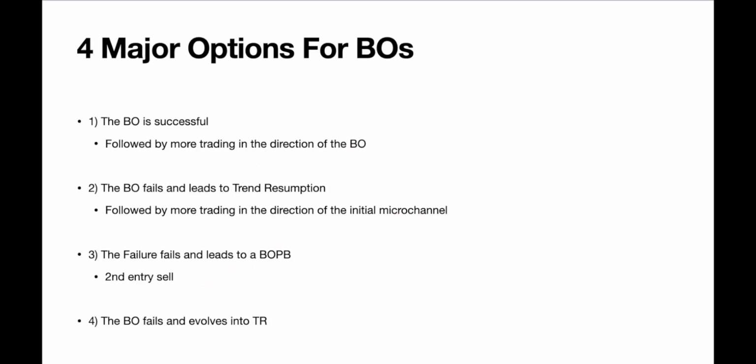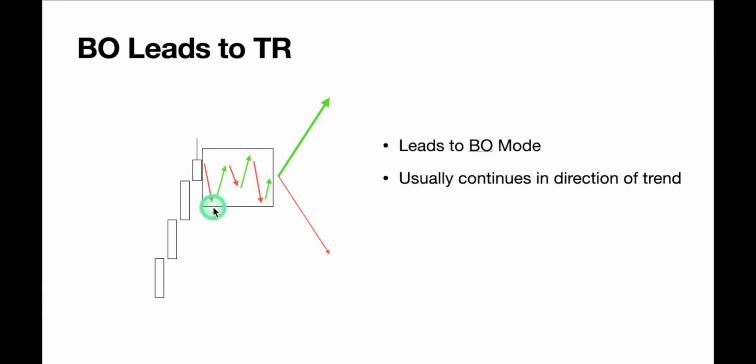And finally, the fourth option is the breakout fails and evolves into a trading range. So the breakout fails, but it might be deep enough that we don't get straight up and get resumption. Instead, we get more sideways price action. It becomes a trading range, and then we enter breakout mode, which usually continues in the direction of the trend. But once we get into breakout mode and we go sideways for more and more bars, the odds get closer to 50-50 of what we're going to do. But typically, it does go in the direction of the preceding trend.